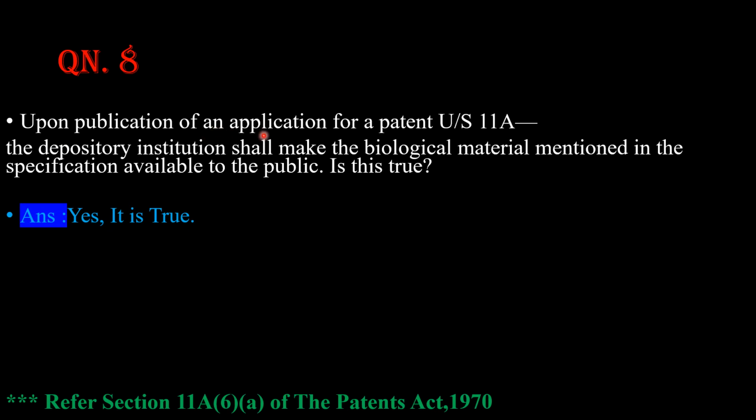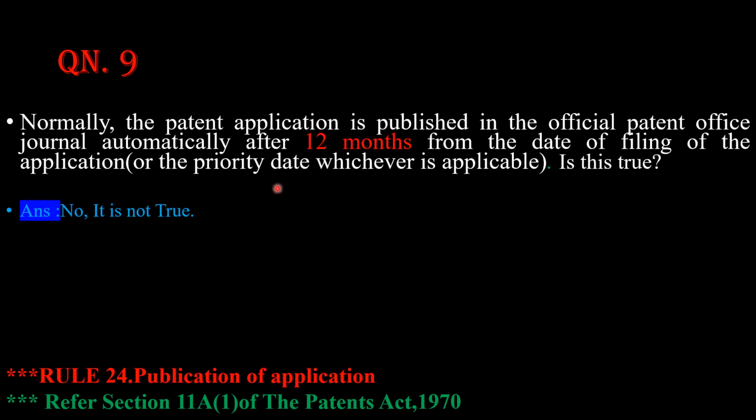Now, question number 8. Upon publication of an application for a patent under section 11A, the depository institution shall make the biological material mentioned in the specification available to the public. Is this true? Yes, this is very much true. And for this, please refer section 11A subsection 6 clause A of the Patents Act 1970. Okay, let us proceed.